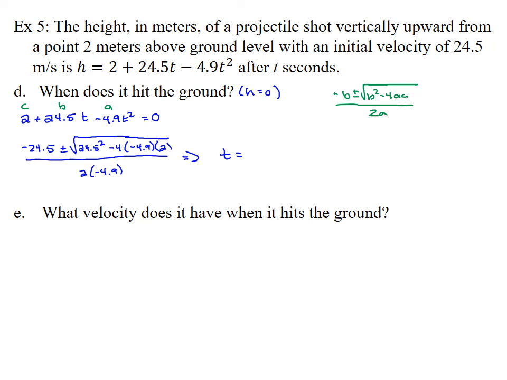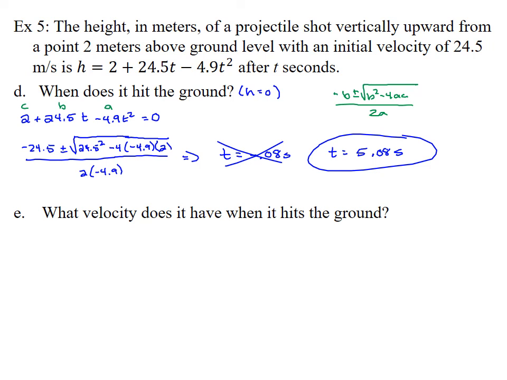All right, so when I did the addition one, I actually got negative 0.08 seconds, and obviously that makes no sense. You can't have negative time. So the plus one was not the one to do. Let's do the minus one really quick. When I did the minus one, I actually got 5.08 seconds. So that is the only legitimate time when this projectile could have hit the ground. Once you shot it in the air, after a little over 5 seconds, it hit the ground.